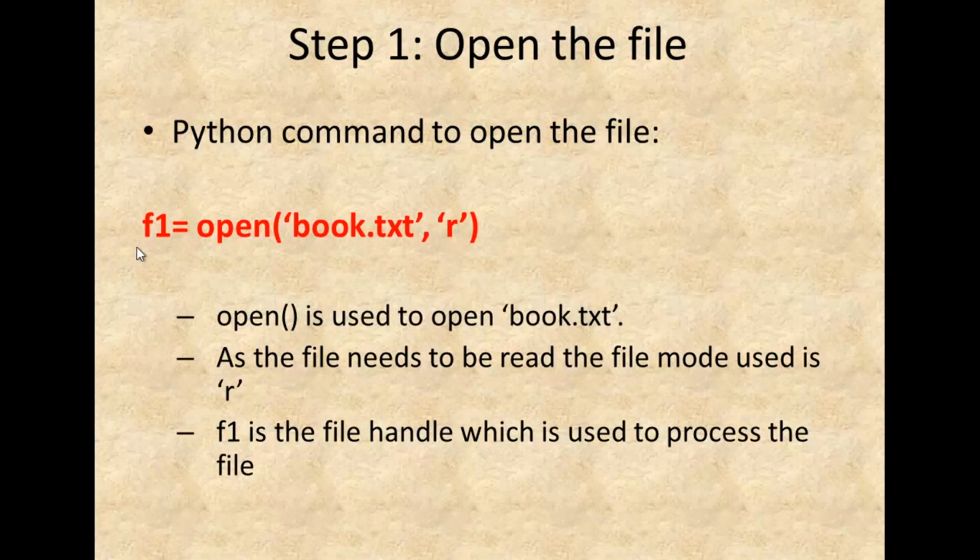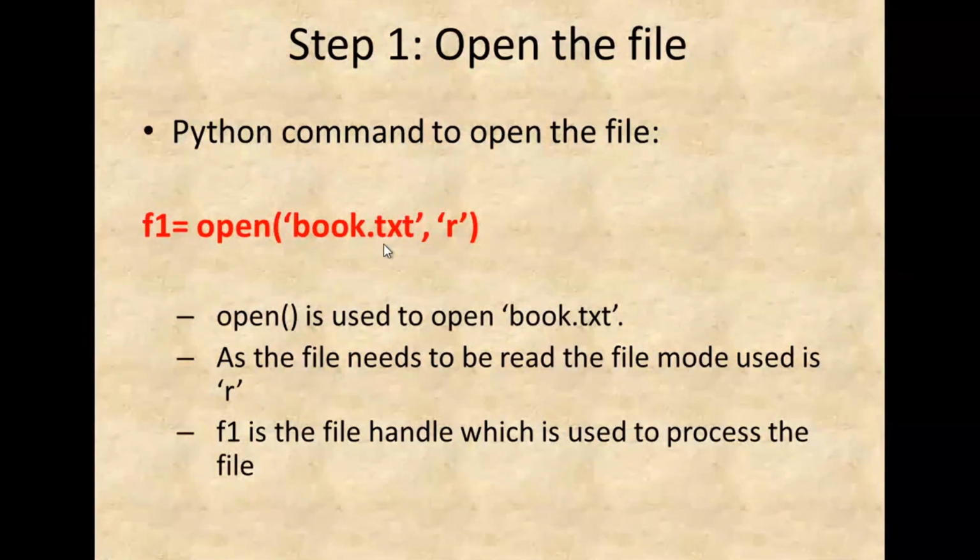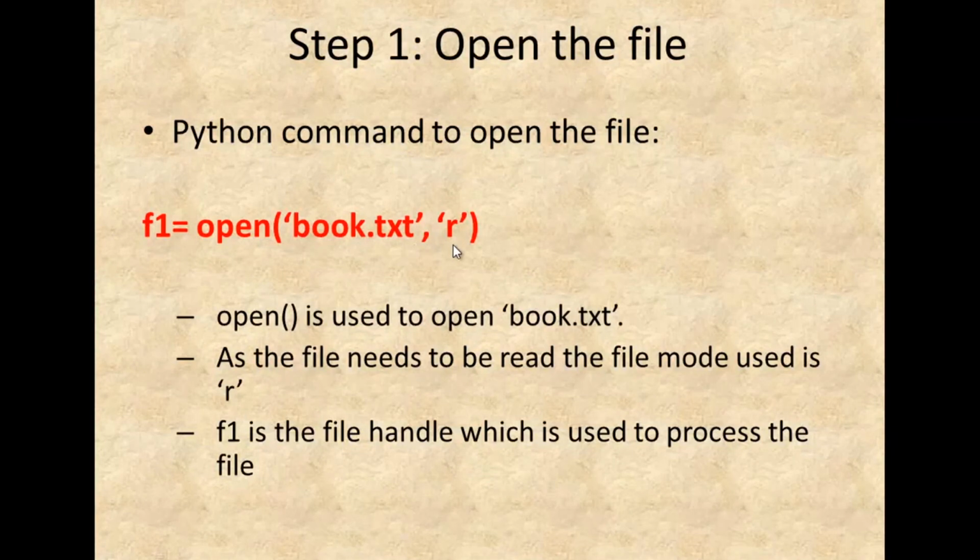The very first statement: you have to open book.txt. The open function has two parameters that you have to specify. Within round brackets, you specify book.txt in quotes, comma, then the file mode, again in quotes. What the function returns is the reference to the file which is stored in the disk. Your book.txt is present in the hard disk. Now it has been brought up into the main memory, and the file handle or file pointer which will be used to refer to book.txt is F1.